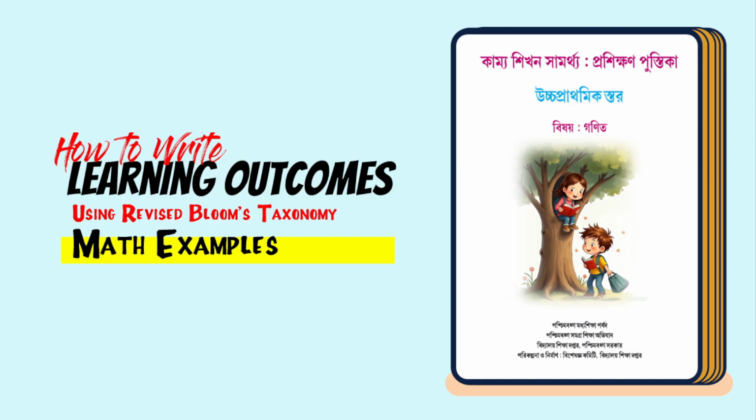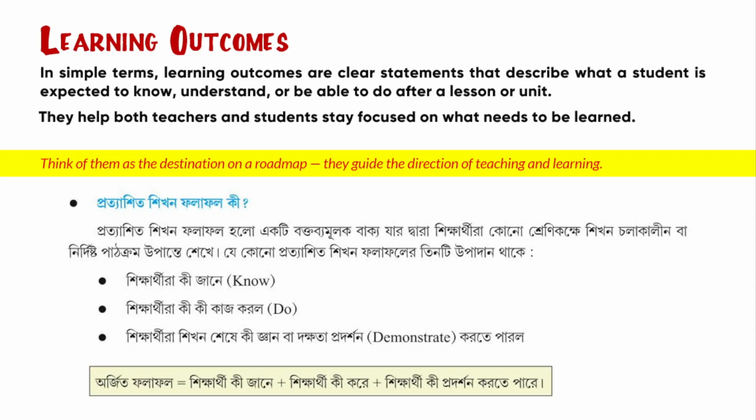In this video, I am going to discuss how to write learning outcomes using the revised Bloom taxonomy. But before doing this, we have to understand what learning outcomes are. In simple terms, learning outcomes are clear statements that describe what a student is expected to know, understand, or be able to do after a lesson or unit. They help both teachers and students stay focused on what needs to be learned.